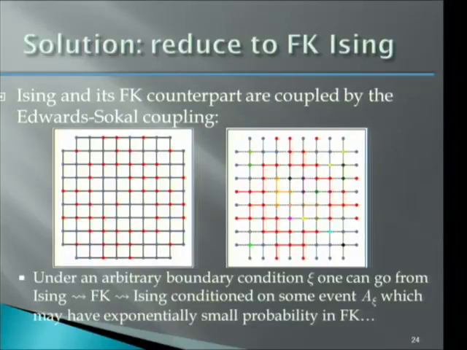But now we have an arbitrary boundary, which makes things much more complicated. This was all if you have free boundary. And the thing to observe is that we can run FK with a boundary condition in the following way.